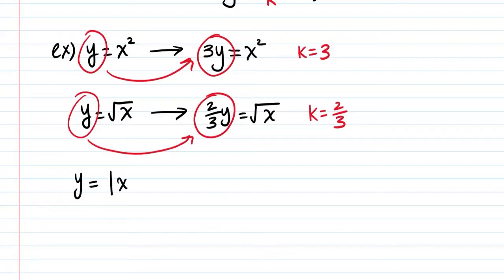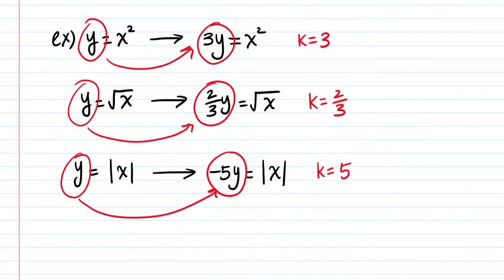y is absolute value of x, transformed to negative 5y is absolute value of x. y is changed to negative 5y, and you can call the k as 5, positive 5 for vertical expansion or compression, and the negative sign for reflection.